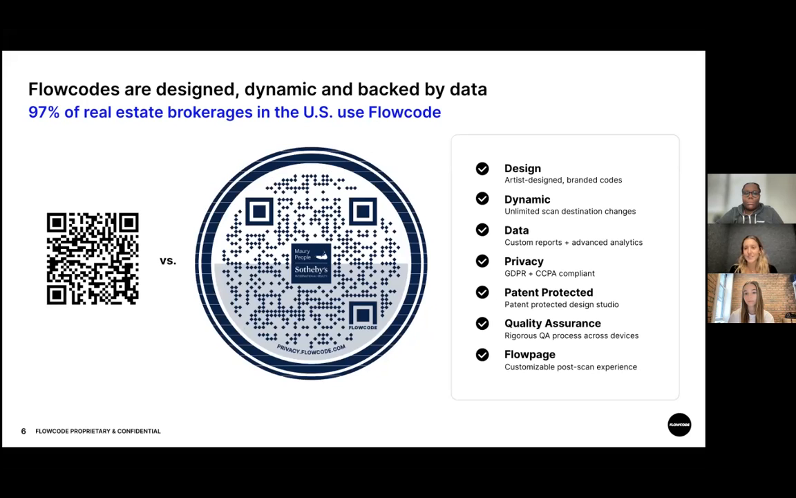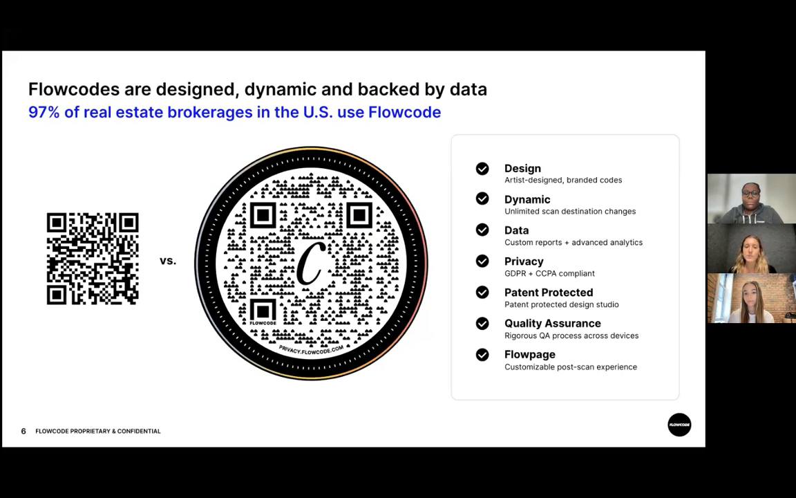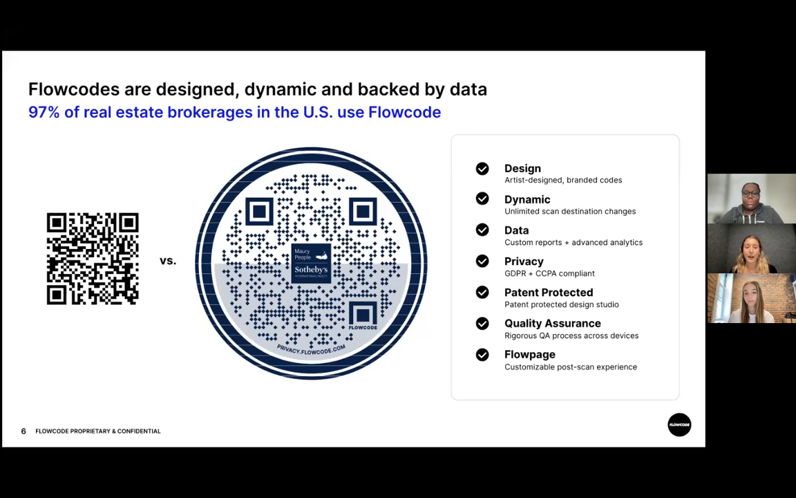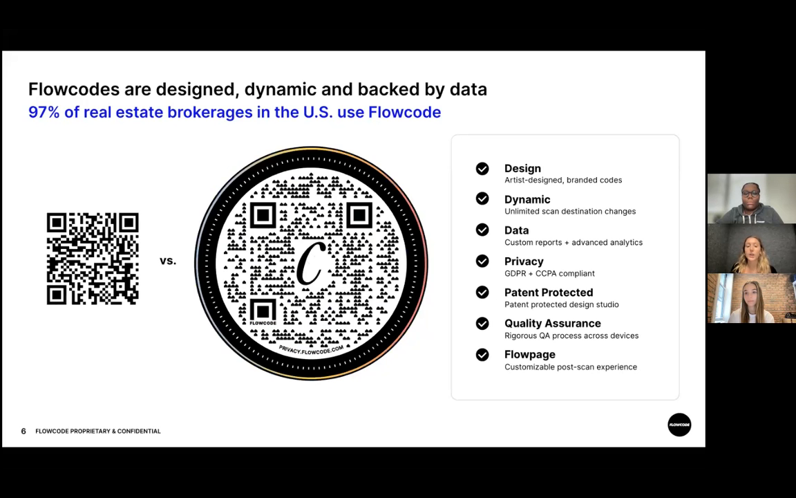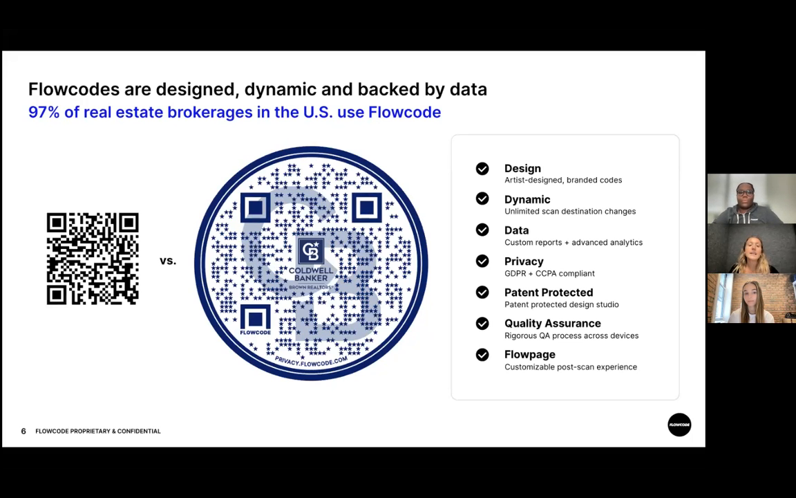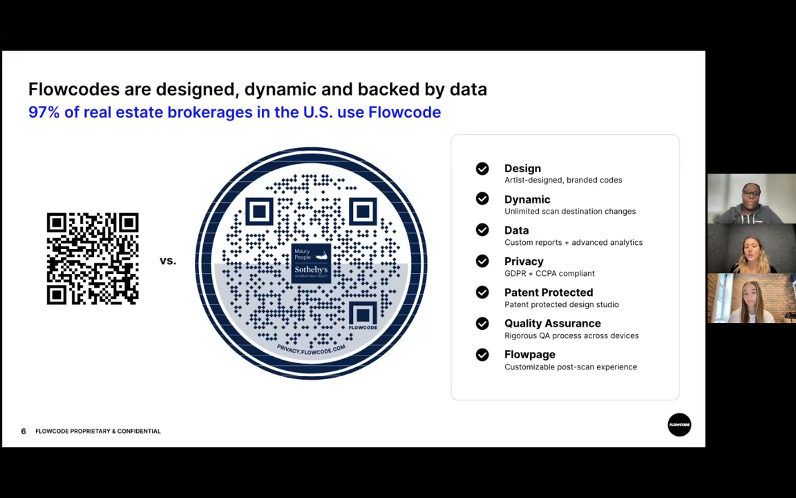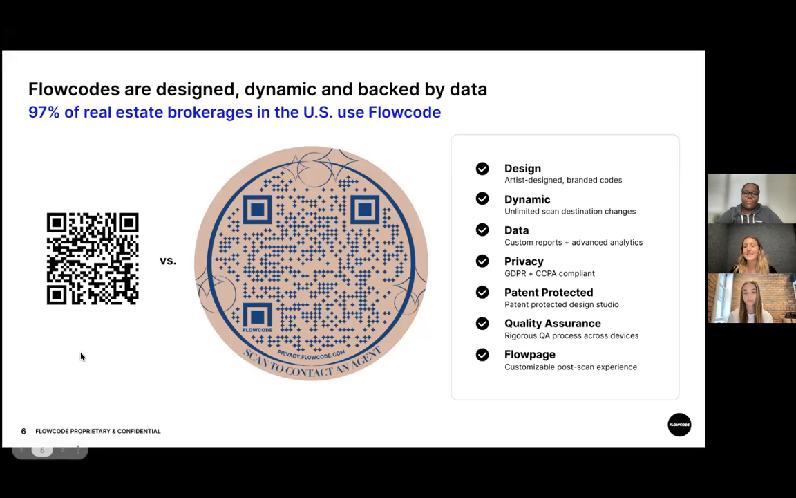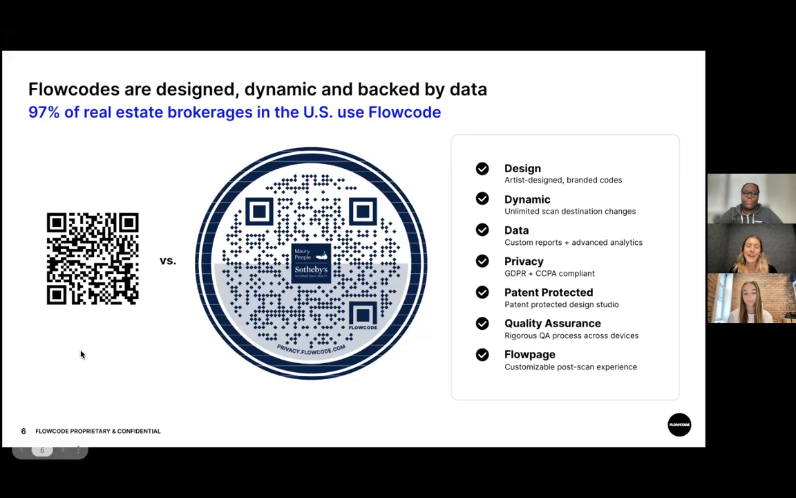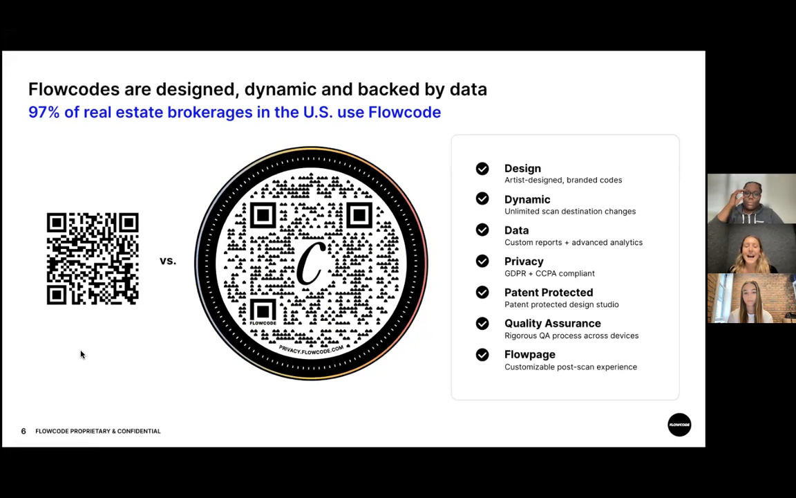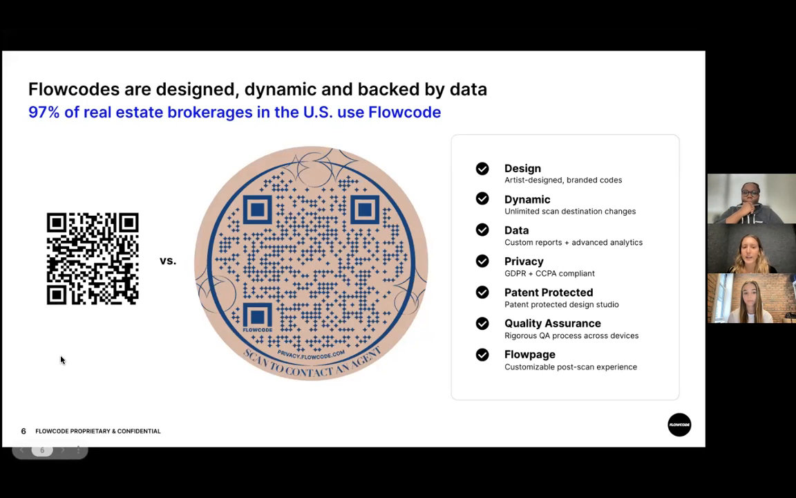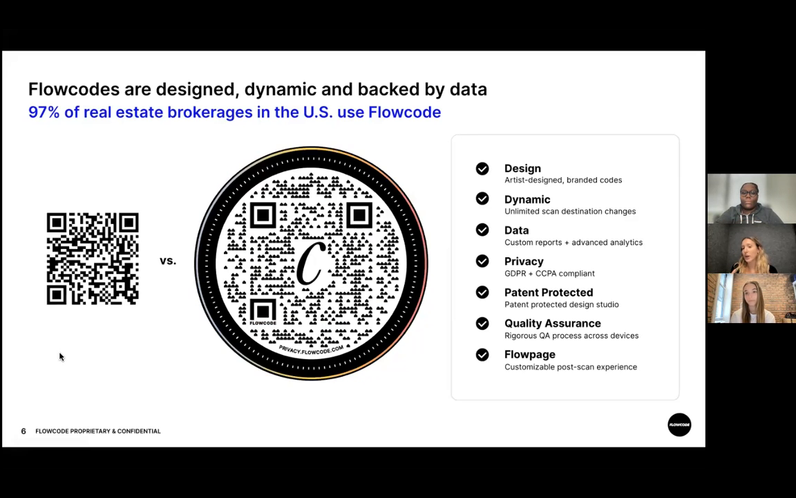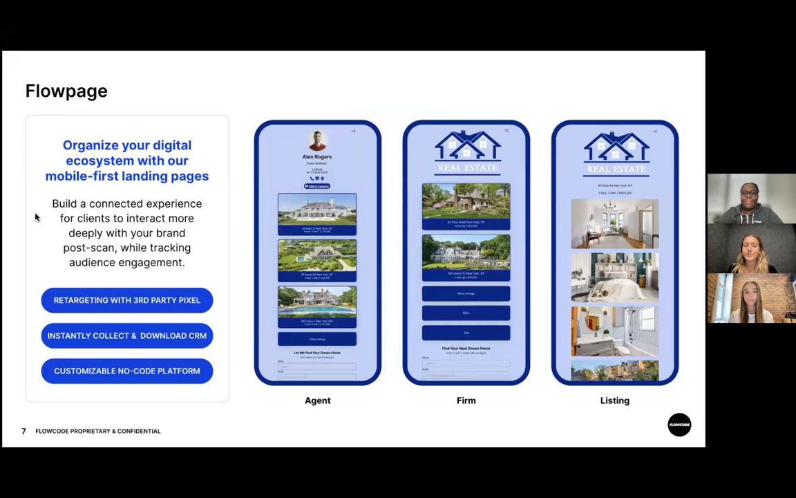Next is quality assurance. So we make sure that all of our codes go through a QA process before we release them and allow you to download them. And this is just to make sure that your codes are scannable by all devices. And we never want you to put a code on your products that is not scannable. And last but not least, Flowpage, which is a fully customizable landing page, which we'll get into next to show you just some examples of what it is, how you can leverage it. But it's essentially a place that you can aggregate all your links in.